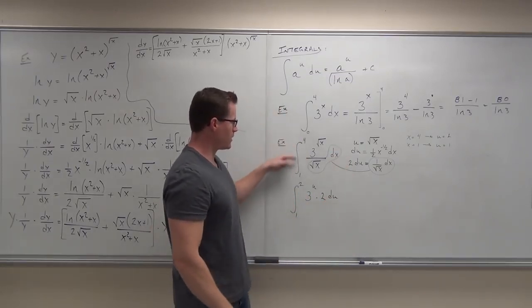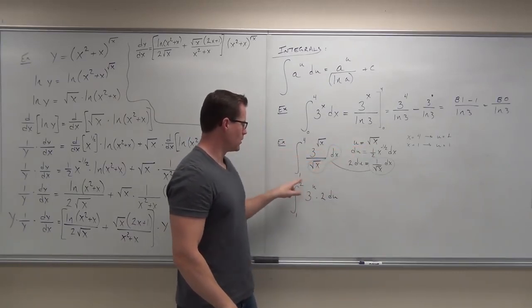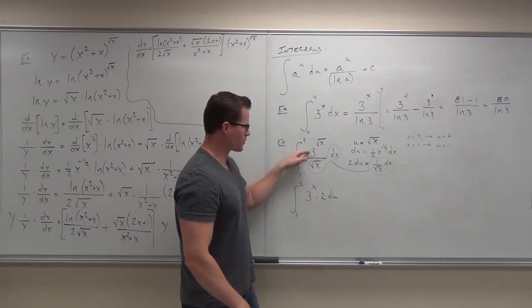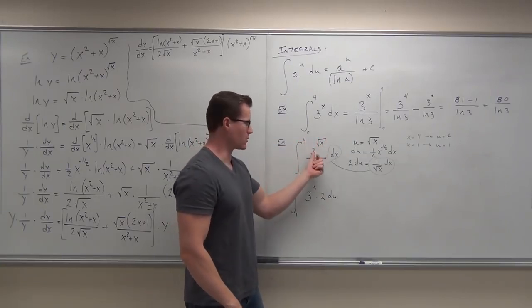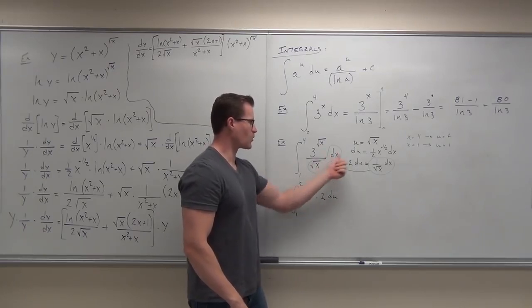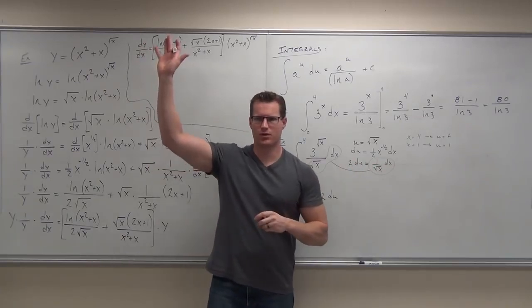So we've changed bounds. 4 went to 2. 1 went to 1. So instead of 1 to 4, we're going 1 to 2. 3 to the u, because we made our substitution there. We got 3 to the u, no problem. Instead of 1 over square root of x dx, this equals 2 du. Show of hands if you feel okay with that.